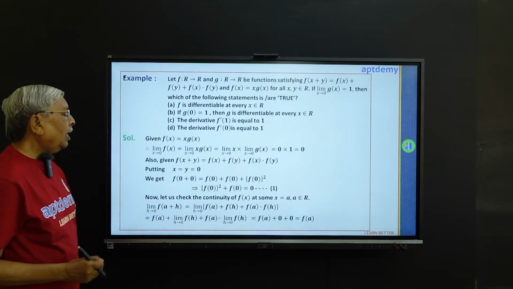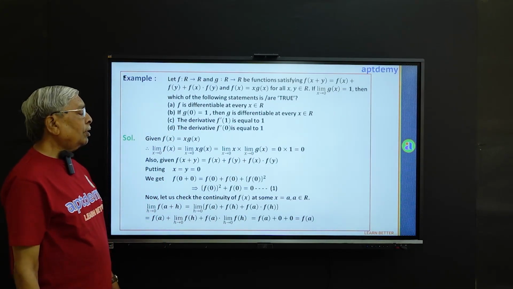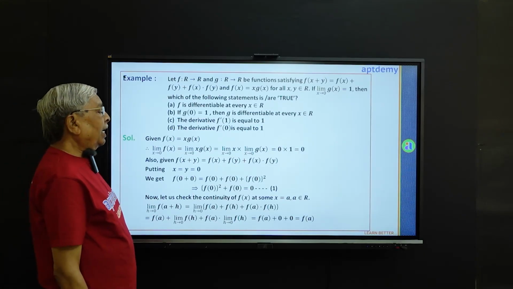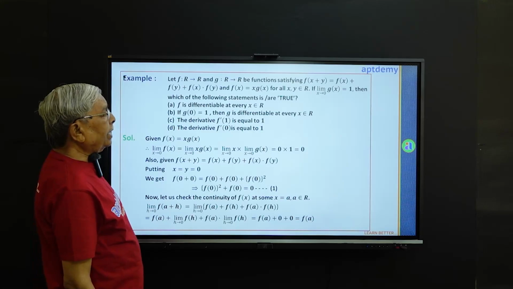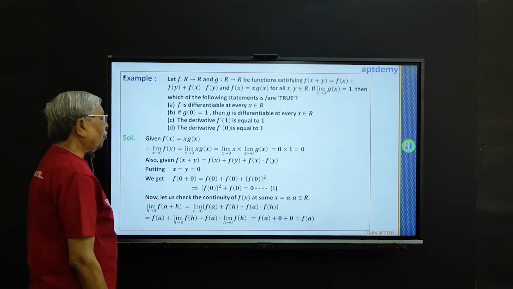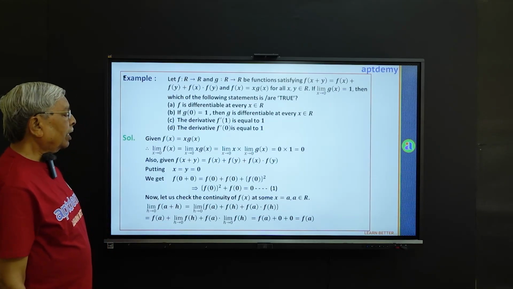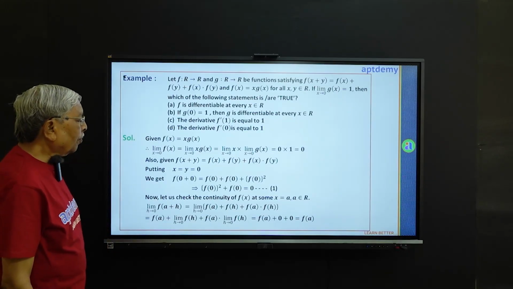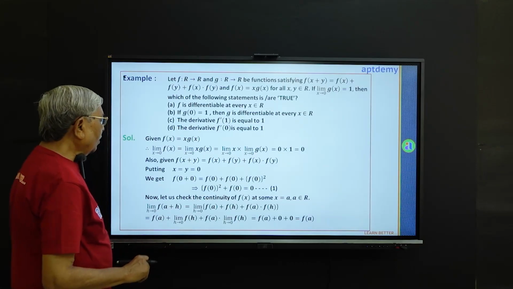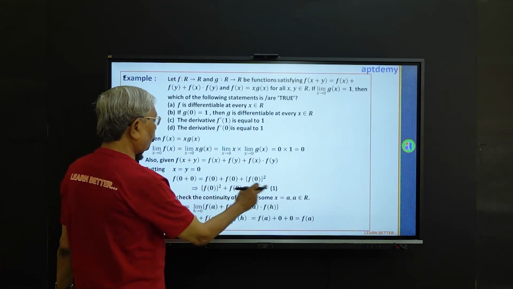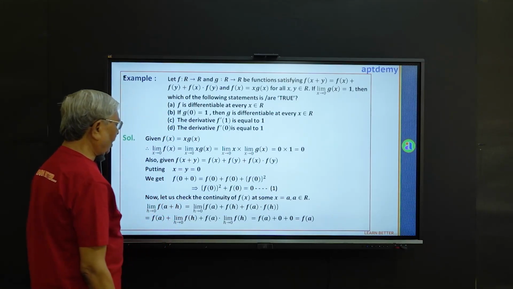Also it is given f(x+y) equals f(x) + f(y) + f(x)f(y). In this relation, let us put x equal to y equal to 0. So what do we get? f(0+0) equals f(0) + f(0) + f(0) whole square, and this implies f(0) whole square plus f(0) equals 0. This is equation number 1.